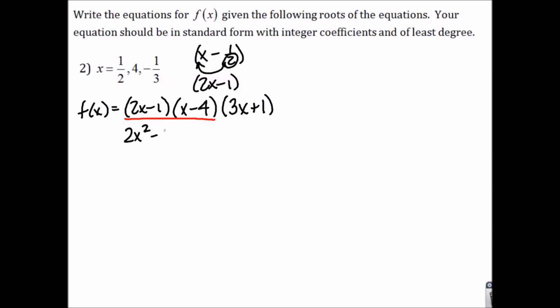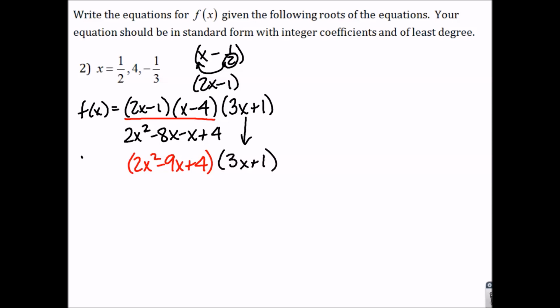So I get 2x squared minus 8x minus x plus 4, which when I combine the like terms, gives me 2x squared minus 9x plus 4. Then I'm going to bring down the third factor. And multiply everything out again. 2x squared times 3x, 6x cubed. Negative 9x times 3x is negative 27x squared. And 4 times 3x is 12x.